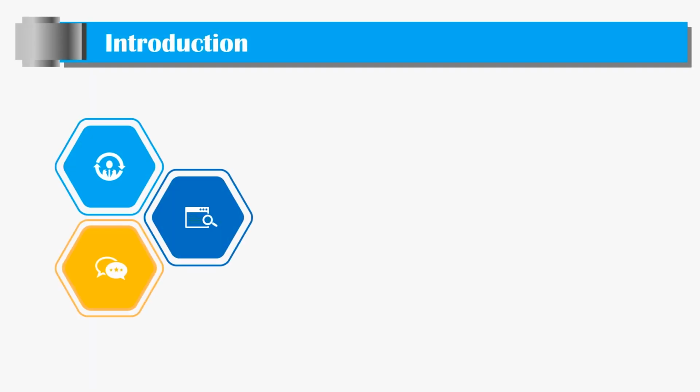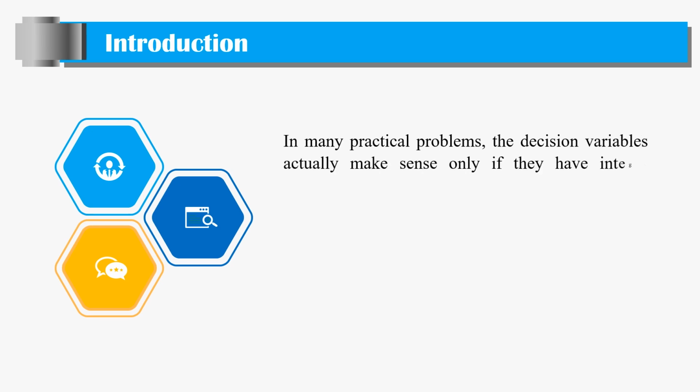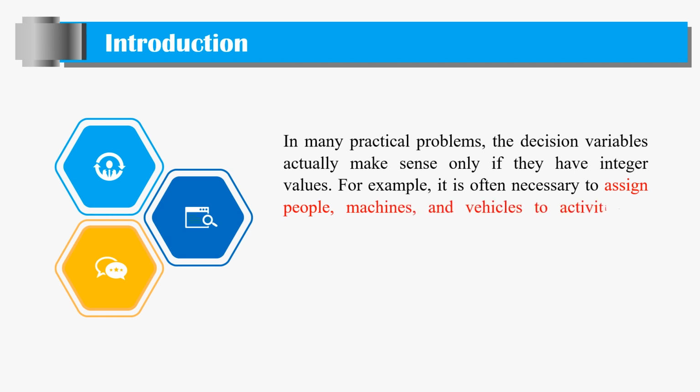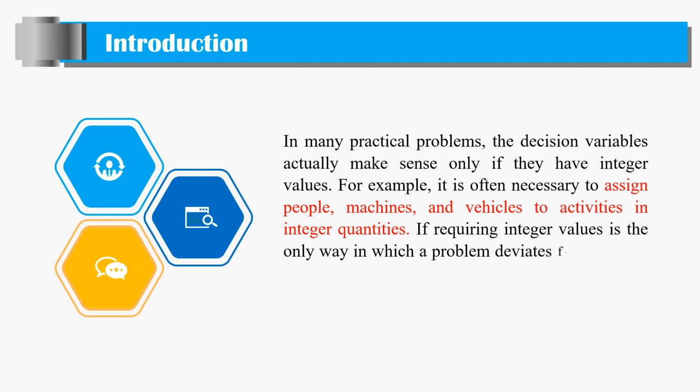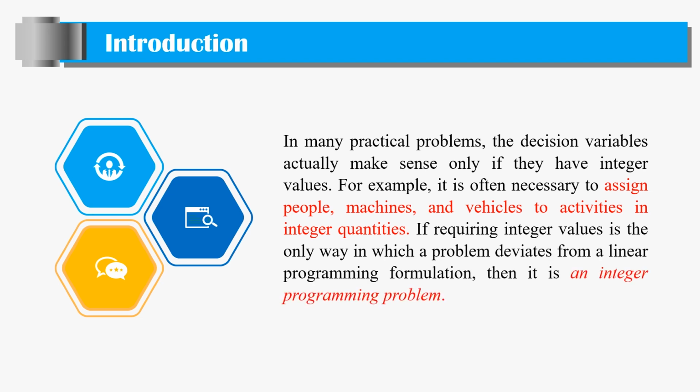Introduction. In many practical problems, the decision variables actually make sense only if they have integer values. For example, it is often necessary to assign people, machines, and vehicles to activities in integer quantities. If requiring integer values is the only way in which a problem deviates from a linear program formulation, then it is an integer program.